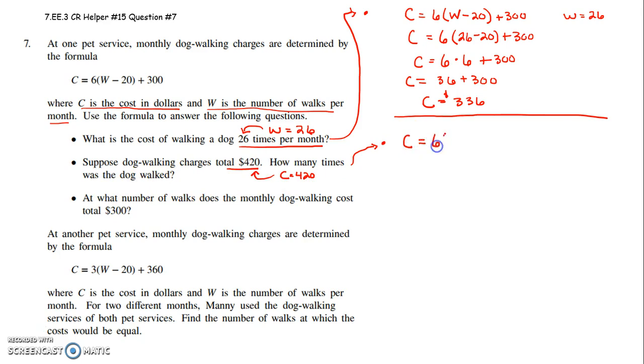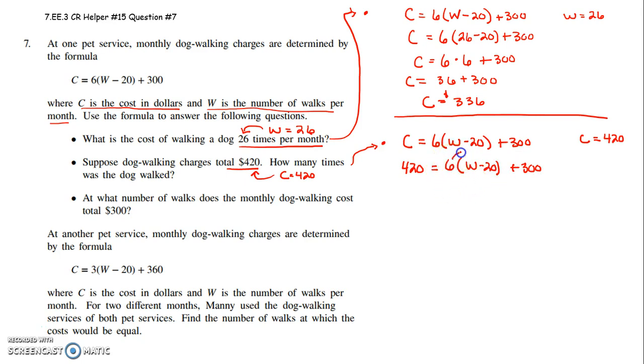C equals 6 times the quantity W minus 20 plus 300. And now this time they want us to put 420 in place of C. They want your total cost to be 420. So in this case, they're telling us C is 420. 420 equals 6 times the quantity W minus 20, plus 300. So now we're just going to solve this equation.